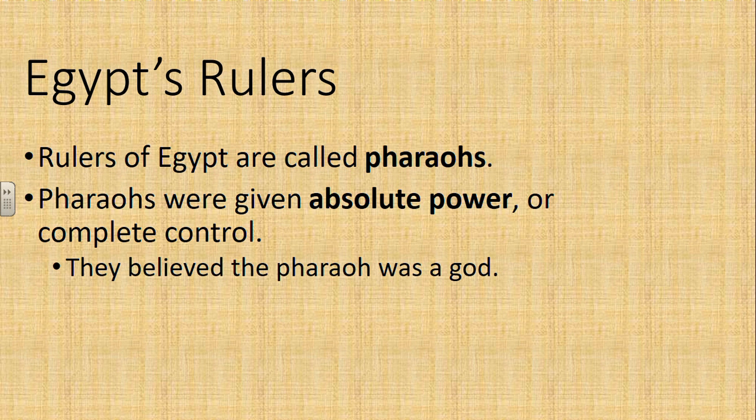And this was because they believed that the pharaoh was a god. They believed that one of their gods came into the pharaoh, and the pharaoh was ruling and was in charge of everything. And we talked about before, they believed that the pharaoh could control whether or not there was a good harvest, whether or not the river flowed bad, all different things. So they gave the pharaohs absolute power because they believed the pharaoh was a god.